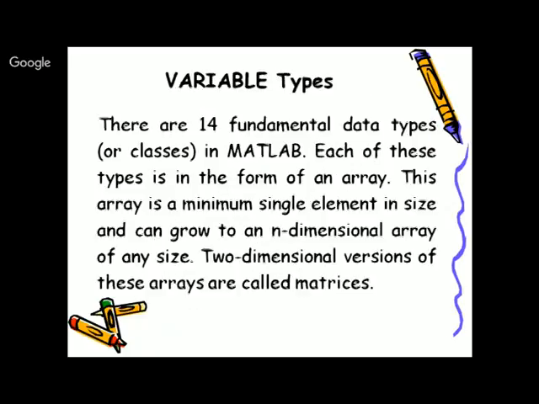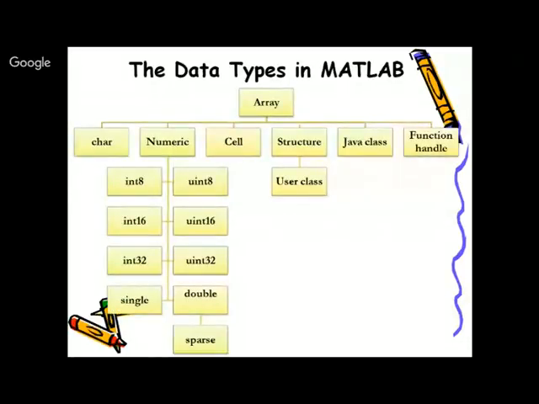This I think I have already explained. Then when we come to data types, like in any programming language we define various types of data types: characters, numeric, integers, unsigned integers, structures. All those data types are there in Matlab. More than that also, function handle, Java class, cell, all these data types are there. But the beauty is that you don't have to declare the data type. It will automatically take the data types. That is again a beauty in Matlab.